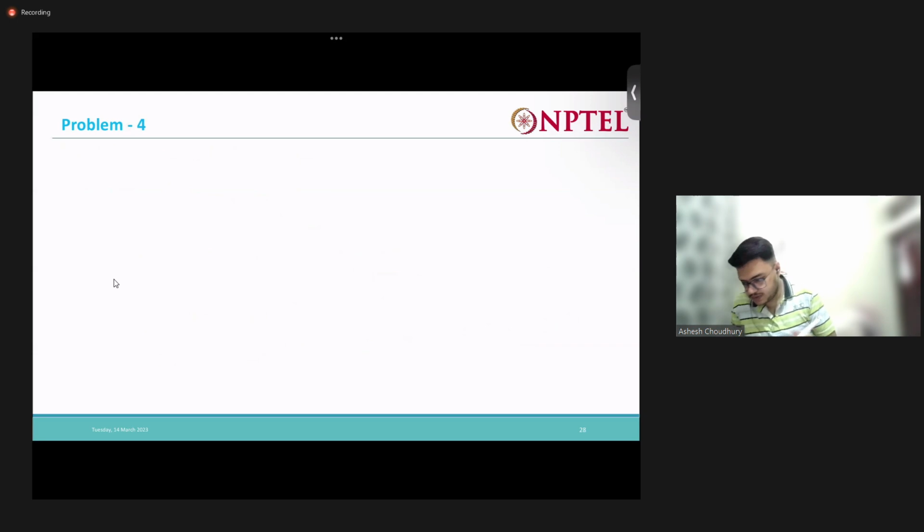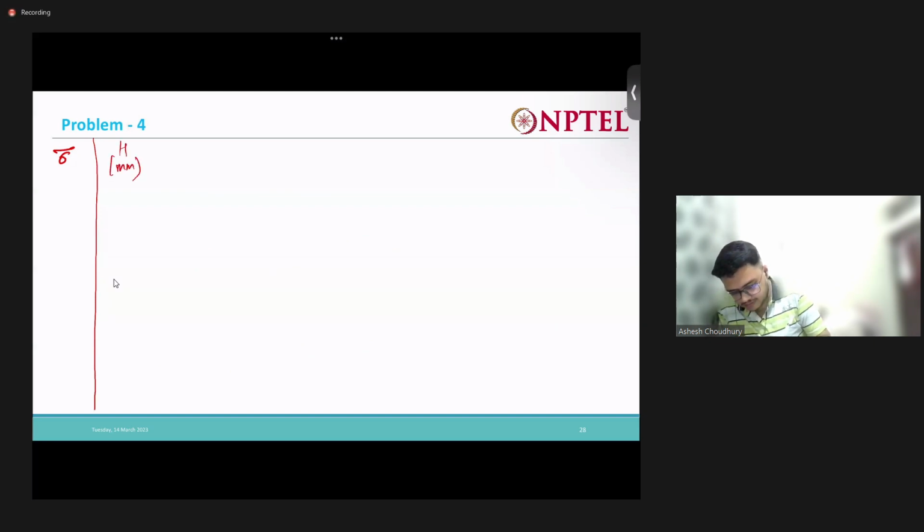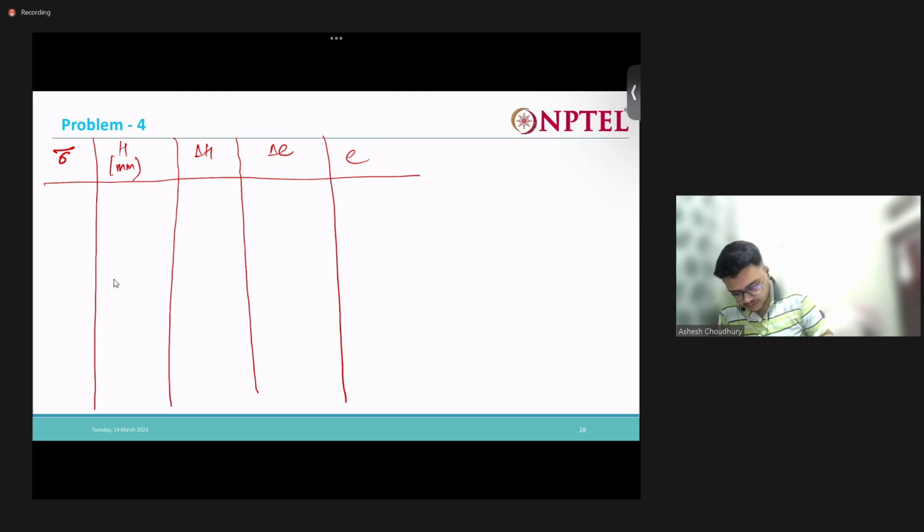Let us make the table. Okay, tell me the stress. Then I will have my H in mm, delta H, delta e. Okay, 0, 50, 100, 200, 400, 800 and 0. These are all given values that I am writing. Okay.